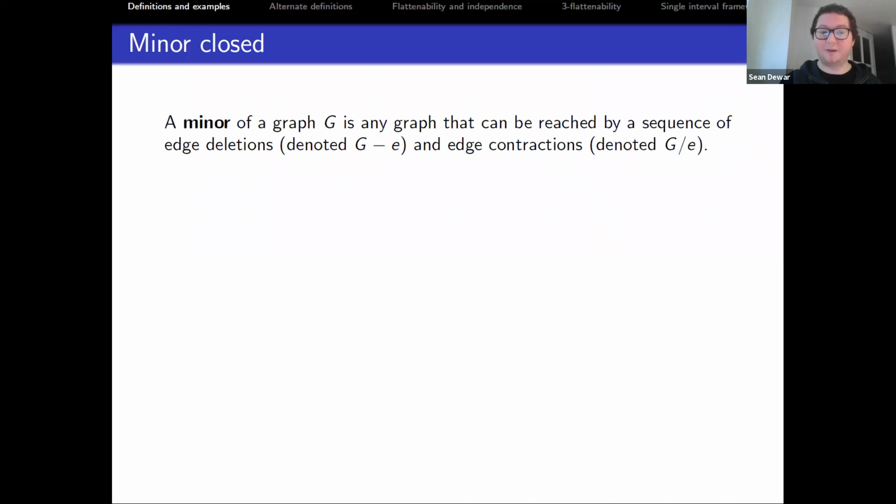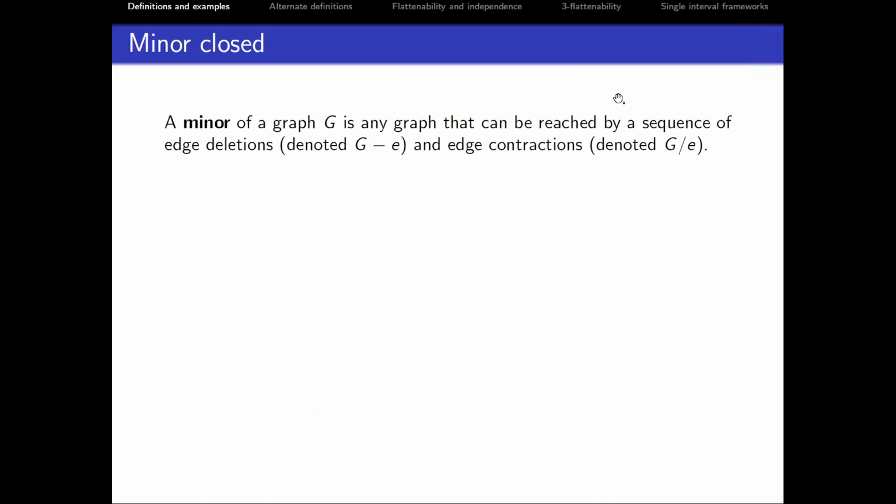Now, this is why we're allowing edge lengths to be zero. Oh, I've got a question. In fact, a graph is flattenable to dimension approximately the square root of the number of edges. We'll come to that. It's not hard to see once you get to the appropriate theorem, and then we can talk about it.